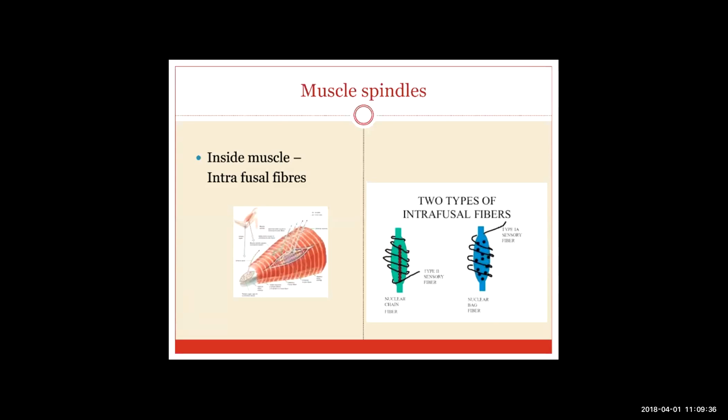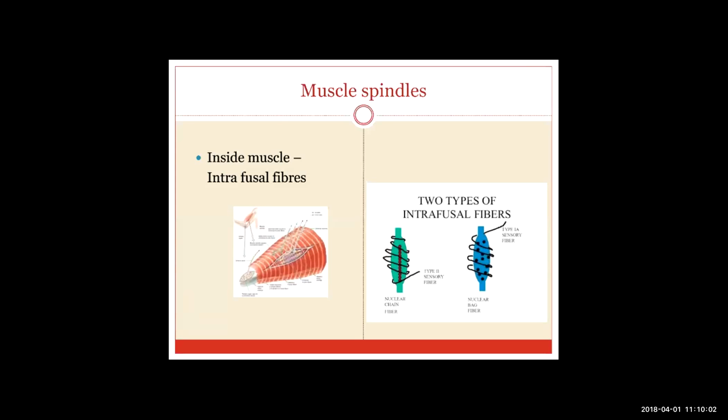Now, the receptors are primarily neurons. They are endings of neurons. So they send information to the brain, and you can see that there are two types of endings which send information from the muscle spindle. From your nuclear chain fibers, you have type 2 sensory endings which are going, and from your nuclear bag, you have type 1A endings which are going.